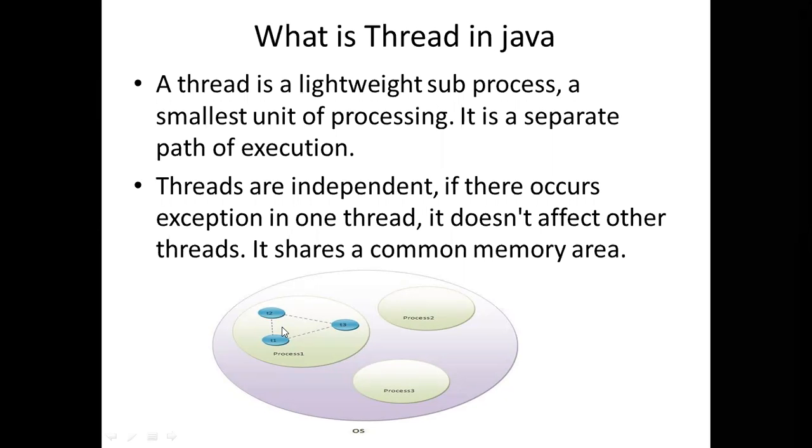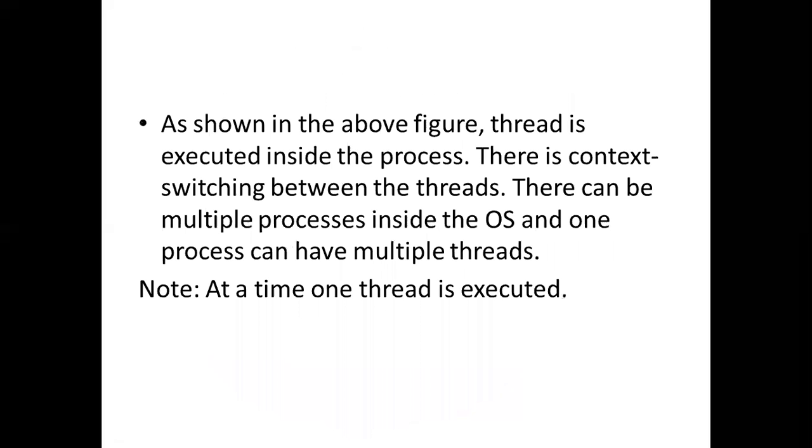But threads are independent. If an exception occurs in one thread, it does not affect another thread. And they share a common memory area. Here you can see that whatever memory area we have given to this particular process, all those threads will be sharing that same memory area. Clear? So this is how we can use threads.